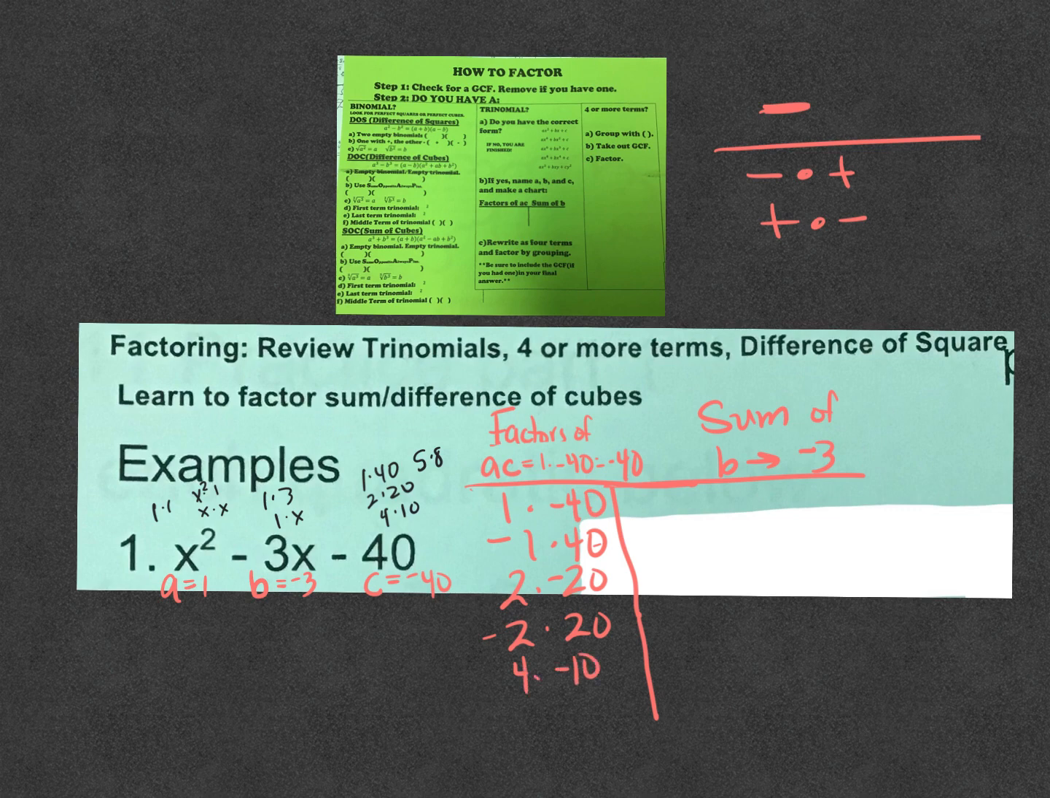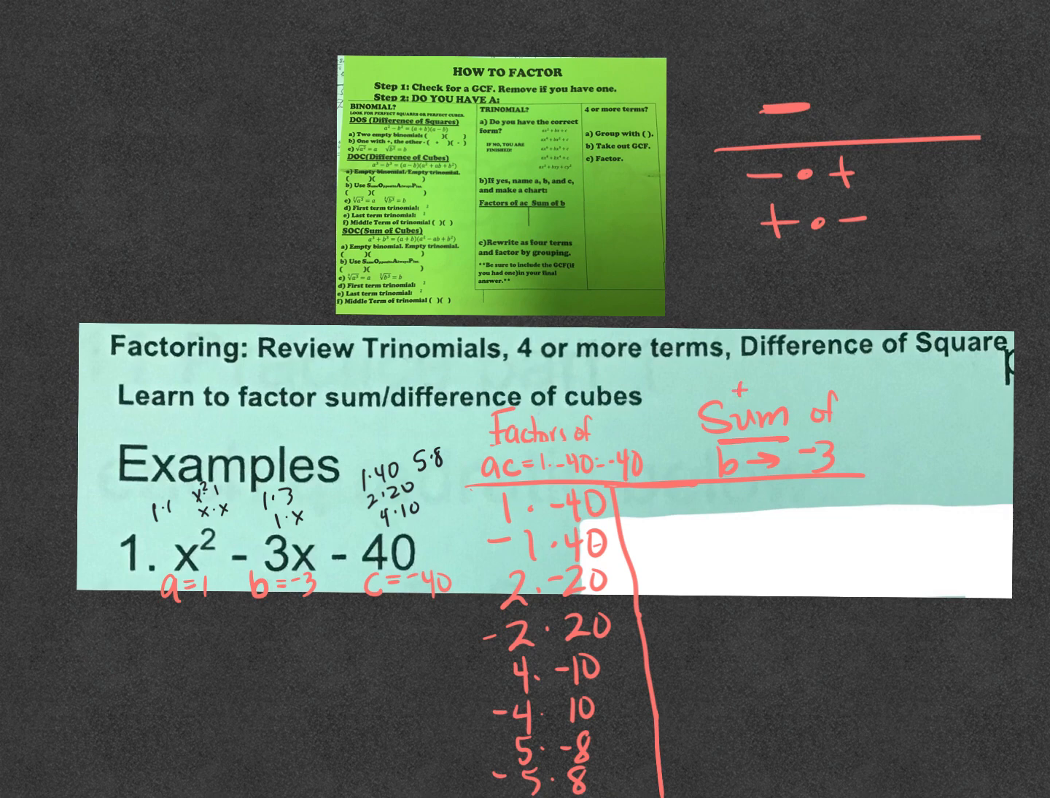4 times negative 10, negative 4 times positive 10. 5 times negative 8, negative 5 times positive 8. So all of these factors multiply to give me negative 40. Now, what I want to do, and we won't do this every single time, but please, please, please do this on this first example.